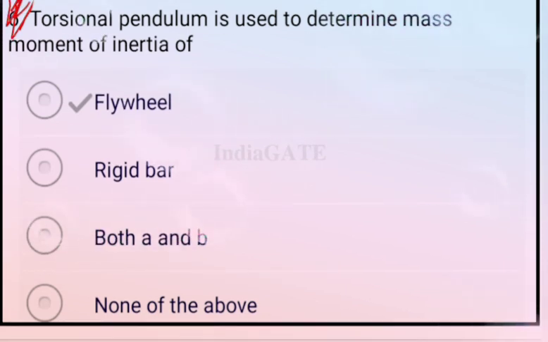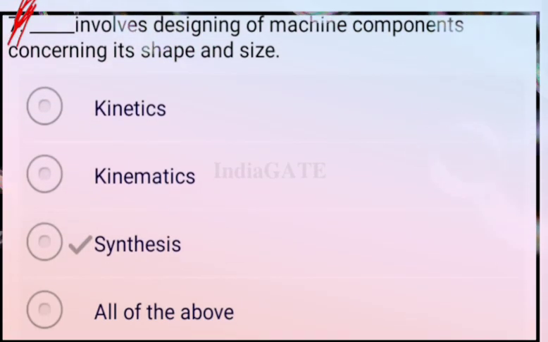Torsional pendulum is used to determine the mass moment of inertia of, so this is called the flywheel. So option A is your correct answer. Now come to the next.